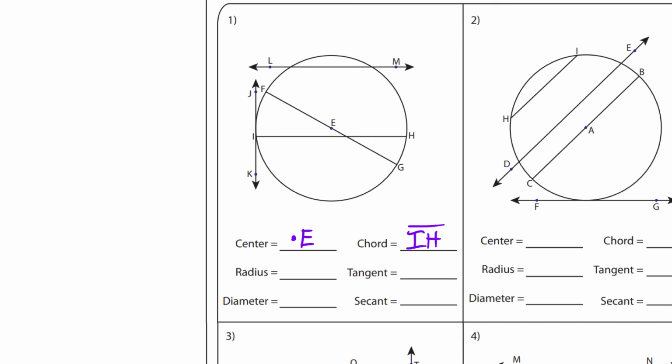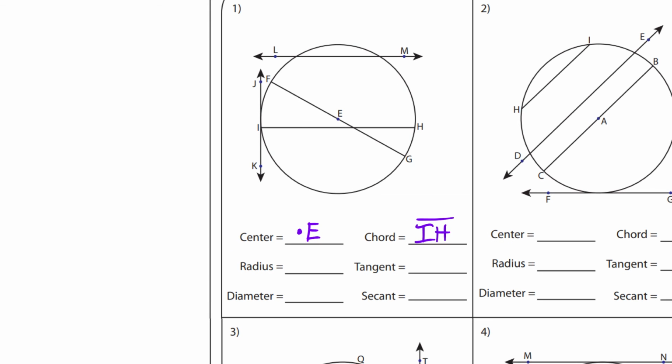Okay, name a radius. There's two that are drawn. Okay, EF would work, or EG would work. Okay, let's go down to this one. Which one's a diameter? Diameter is FG, yep.